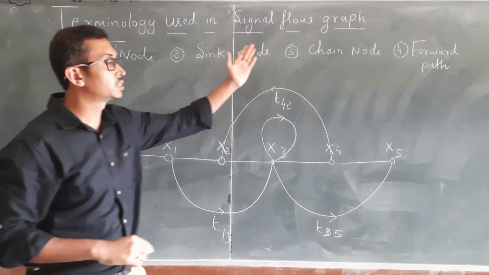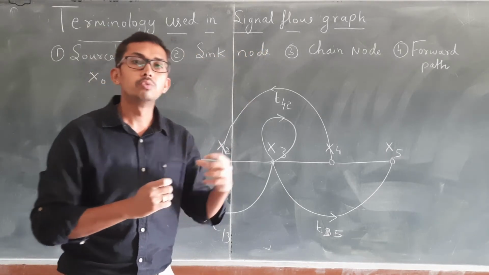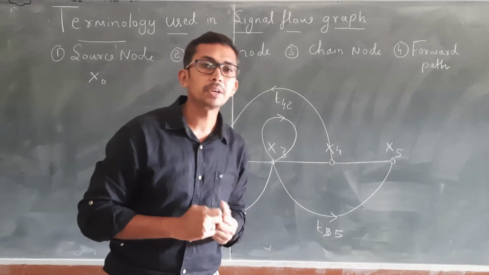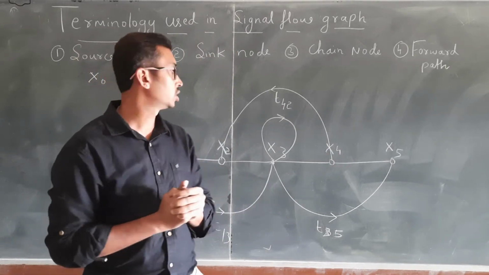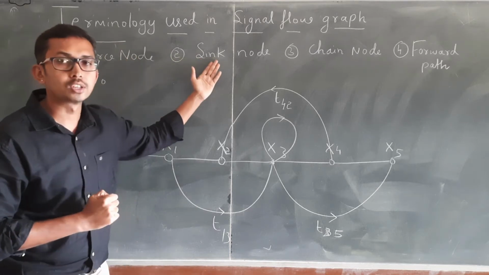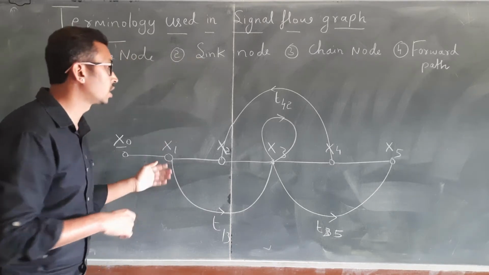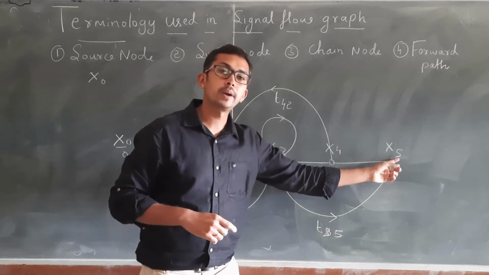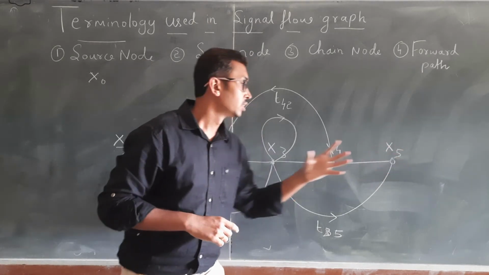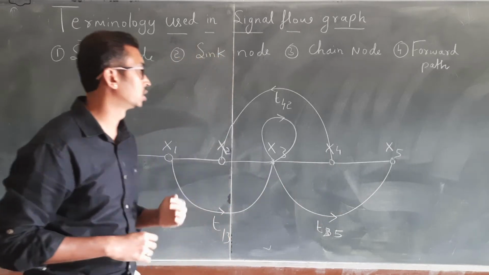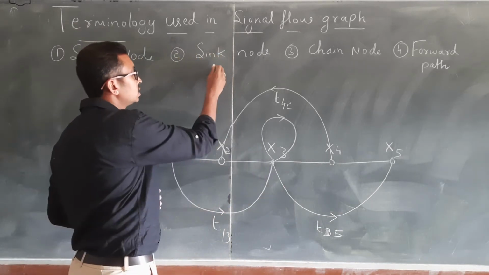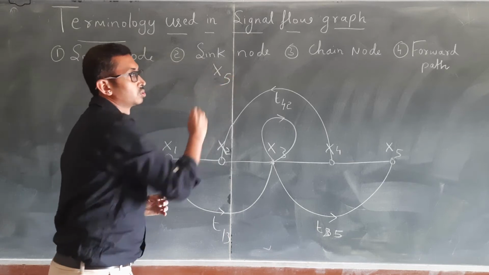What is the meaning of sink node? The node which has only incoming branches; that we call the sink node. Here, please pay attention, x5. This node has only incoming branches. Therefore, the sink node is x5.